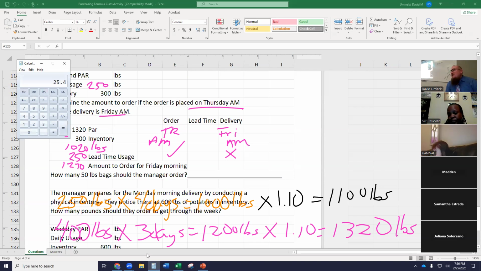Can I tell my produce person, hey, I just need 25.4 bags of potatoes? No, I'm going to go ahead and order 26 bags. Okay, I'm going to have a little bit extra. That's okay, right? Because I'm actually ordering 1,300 pounds. I'm going to have 30 extra pounds of potatoes, but that's okay.